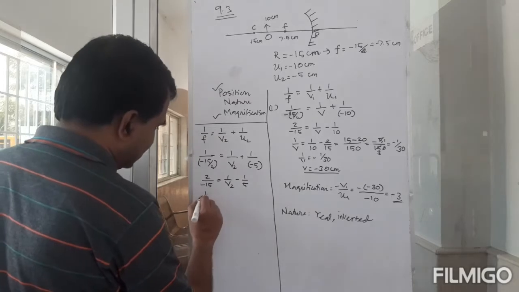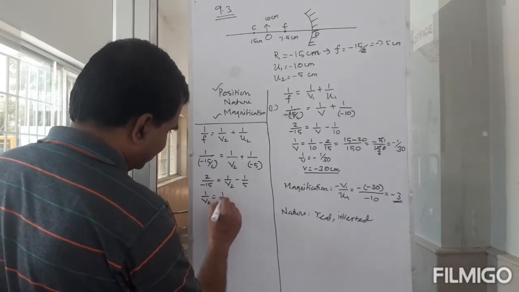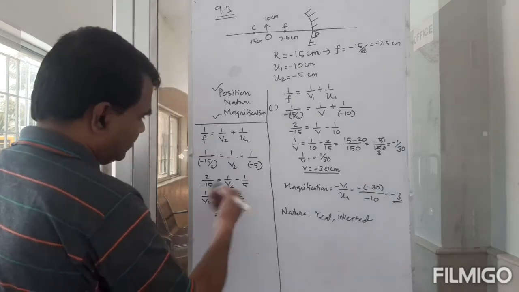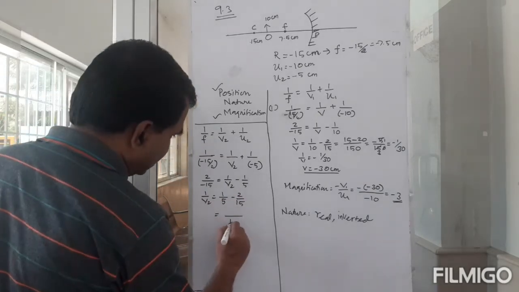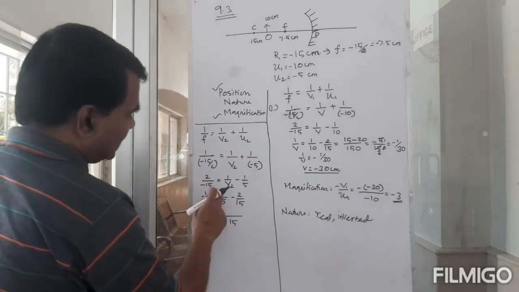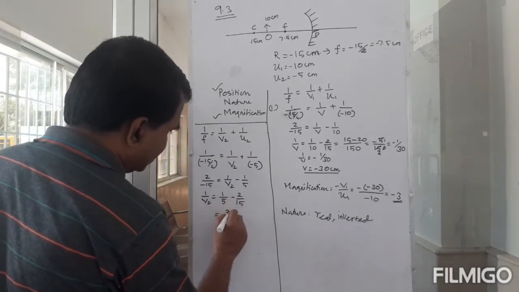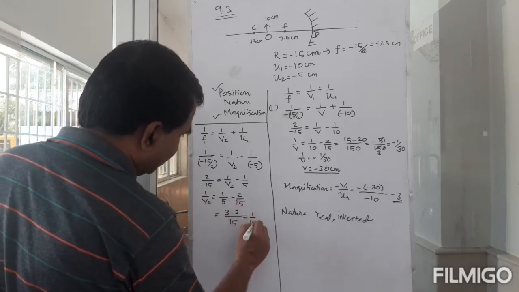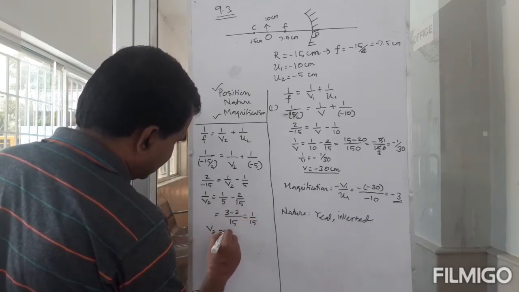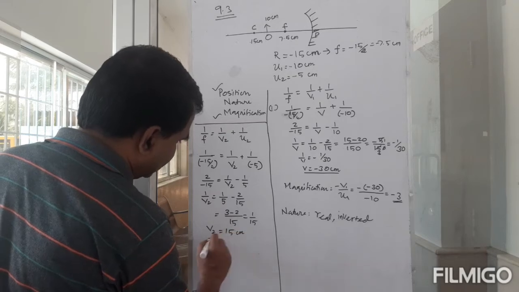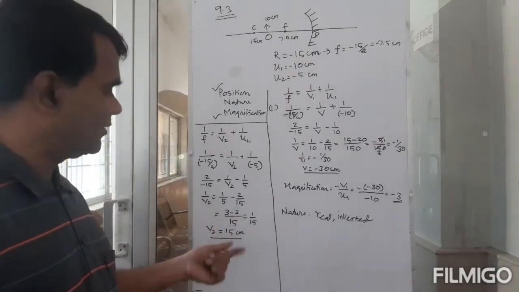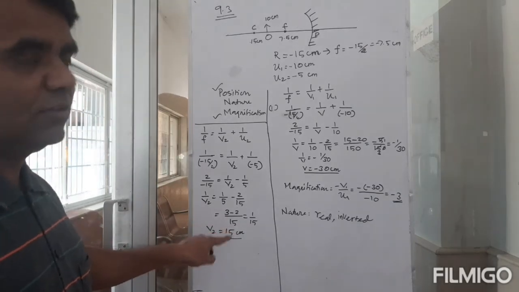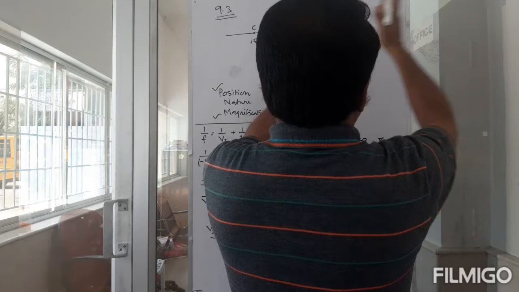So bring it here. So 1 by v2 is equal to 1 by 5 minus 2 by 15. So this will give me 15 would be my LCM. Then this is going to be 3 times, and this is going to be minus 2. So this will be 1 by 15. So my v2 is going to be just 15 centimeters. You see, I got that with the sign. What is the sign I got? Got positive.